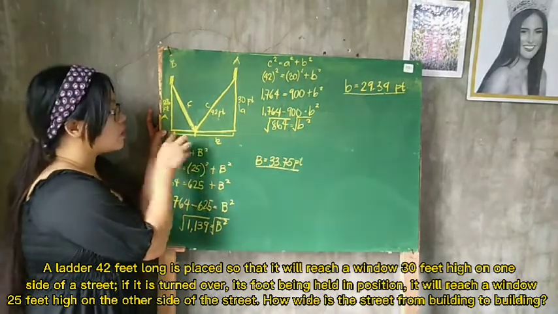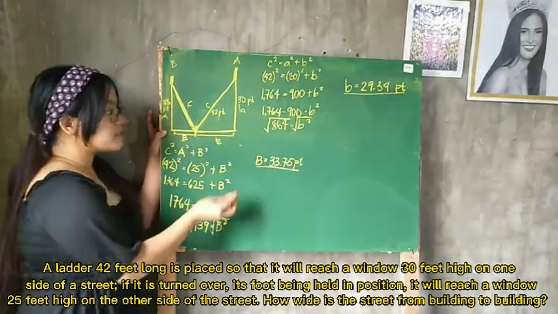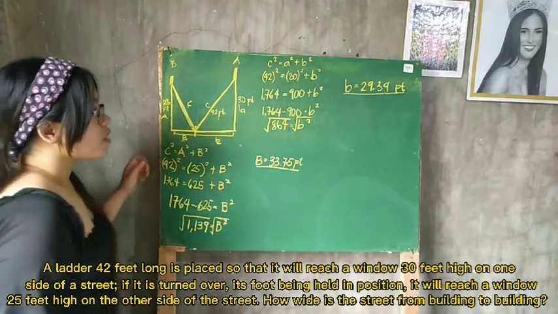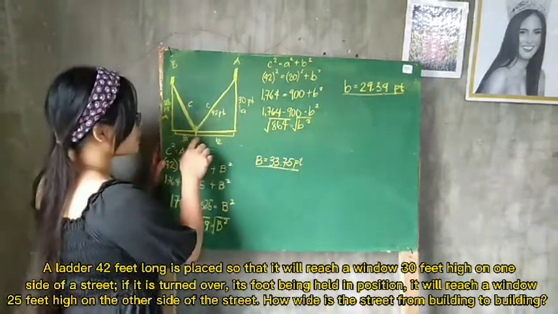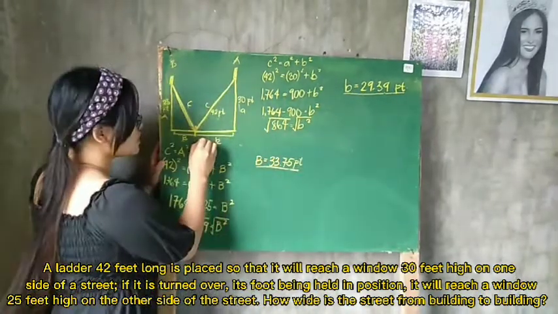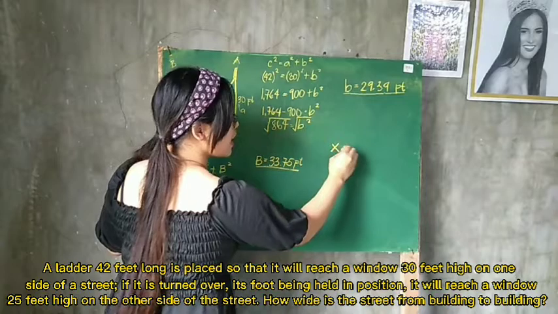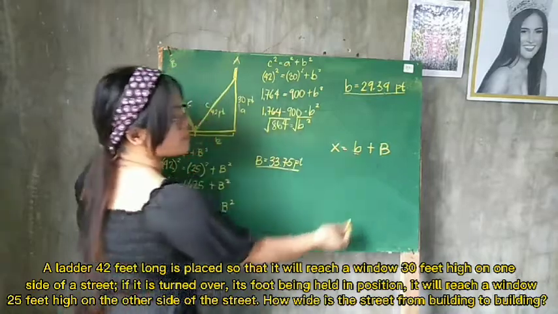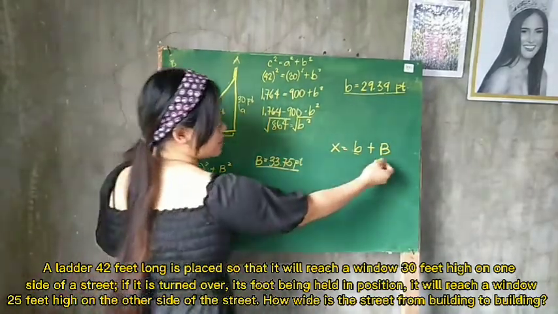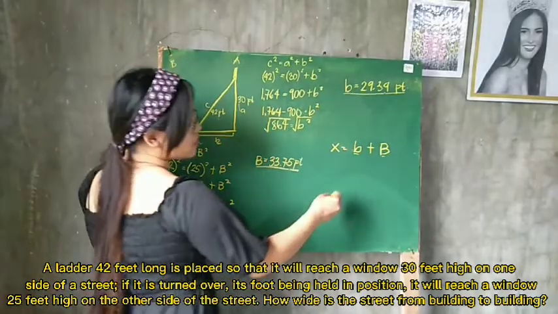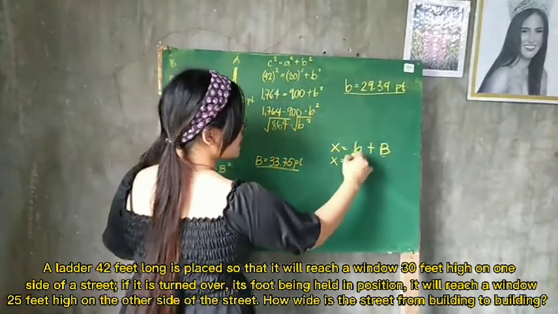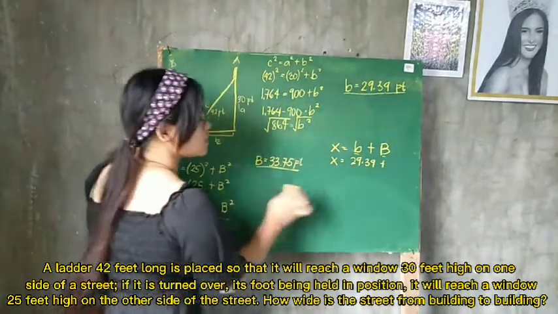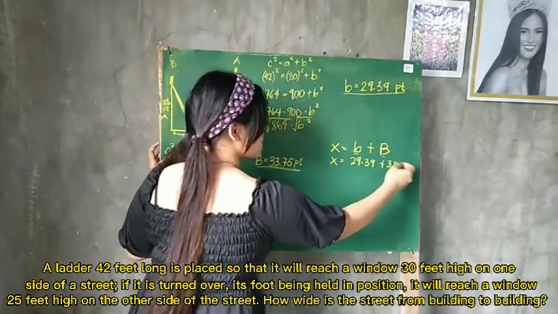So in order to get the distance from building A to building B, we have to add the distance of lowercase b and the distance of uppercase B. Let's say the whole distance is x. So to get x, we have to add b plus B, the distance of building A to the foot of the ladder and the distance of building B to the foot of the ladder. So our small b is 29.39 feet plus B, which is 33.75 feet.